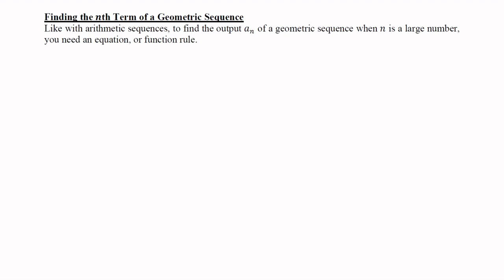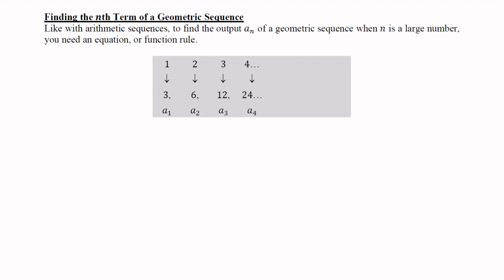Like with arithmetic sequences, to find the output a sub n of a geometric sequence when n is a large number, you need an equation or a function rule. So let's take a look at this pattern. Our first term is 3, so that would be a sub 1. Our second term would be 6, so that's a sub 2. Our third term would be 12, that's a sub 3. Our fourth term, 24, a sub 4, and so on.